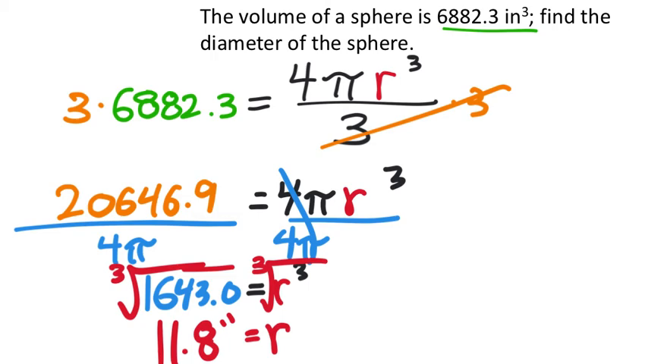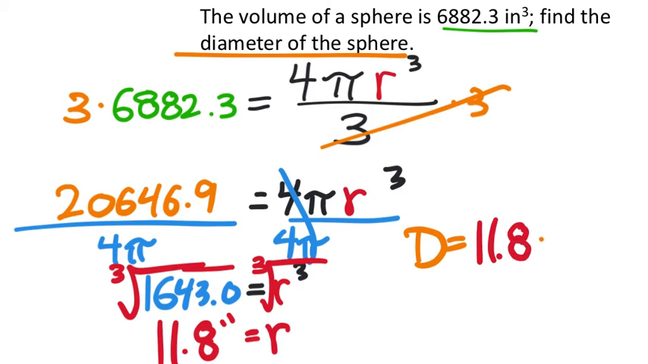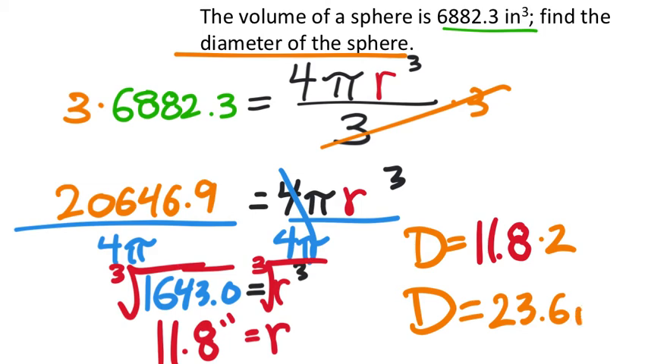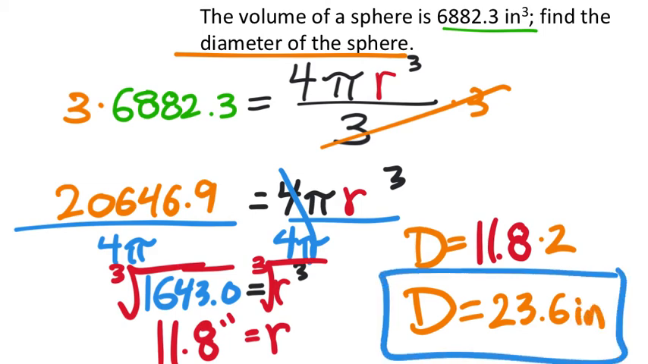Well, we don't want the radius, we want the diameter up here. Find the diameter. So the diameter is when we're going to take the radius, which is 11.8, and I'm going to multiply that by 2. That will be my diameter. So 11.8 times 2 equals 23.6. Again, there's just inches on this one because it's one-dimensional. So that's it.